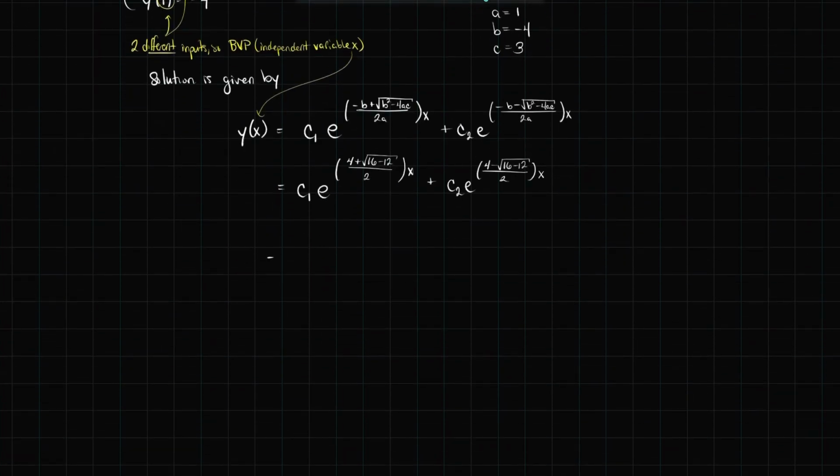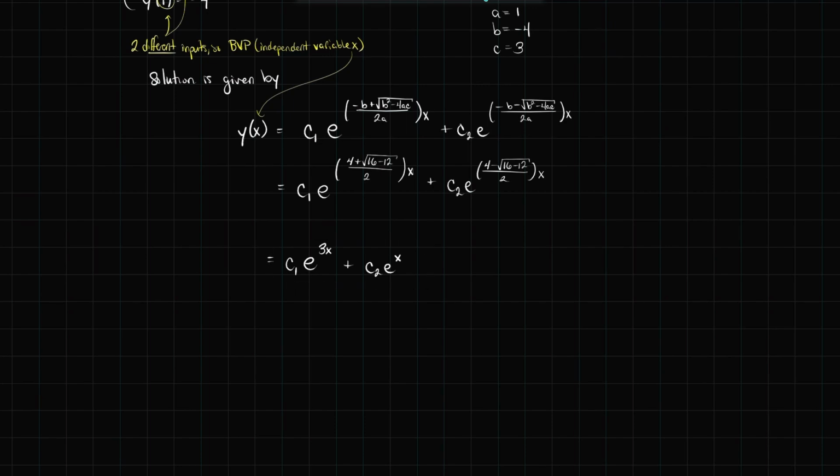times x. And if I simplify those terms, what is 16 minus 12? That's 4. I'm taking the square root of 4. That's going to be 2, right? So I'm looking at 4 plus 2, also known as 6, divided by 2, also known as 3x, plus c2 e to the 4 minus the square root of 4, which is 4 minus 2, also known as 2, divided by 2 is 1 copy of x. So my solution takes this form.